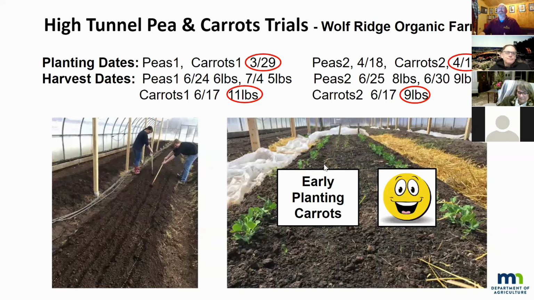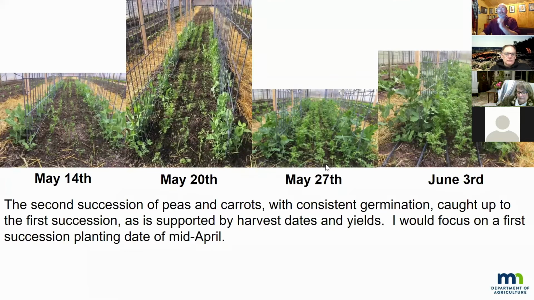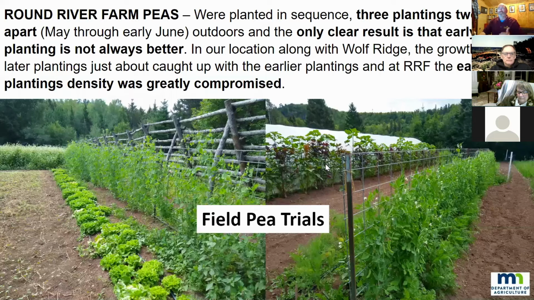So what we find with too early croppings is that the next planting will catch up, just like it did in potatoes. It's true on our farm with the peas. We plant it every 2 weeks from May on.